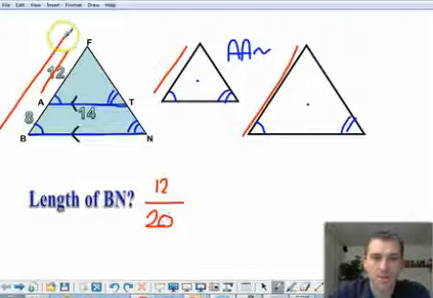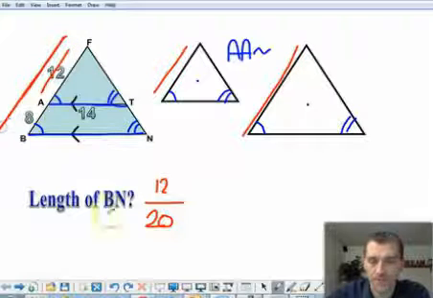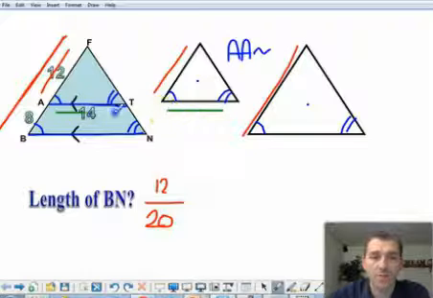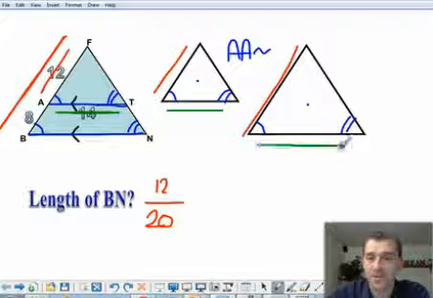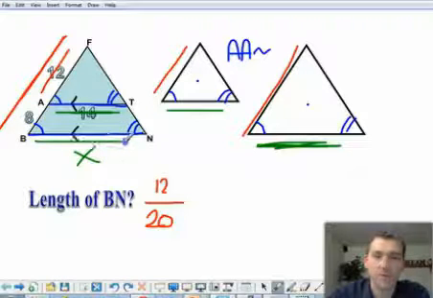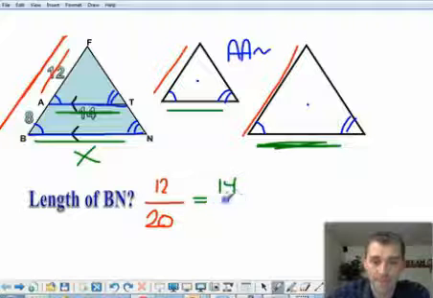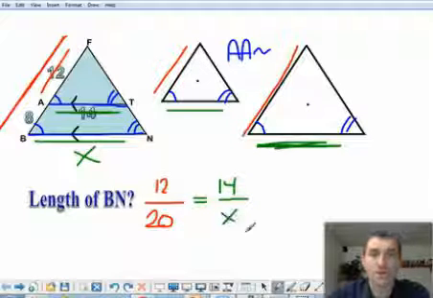Where did 20 come from? Again, it's 12 and 8, the whole side length over here. And that's going to equal this side, which is 14. And that matches up in this triangle over here to the right with that side, which is the thing I'm trying to find, BN. So there is your proportion, 14 over x.